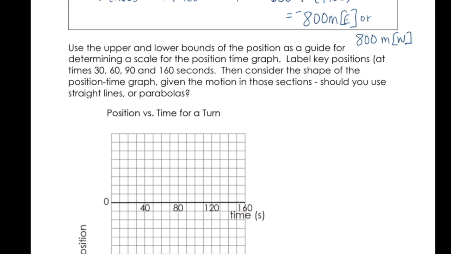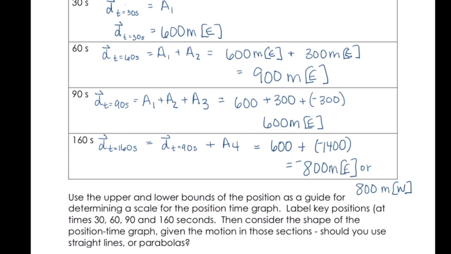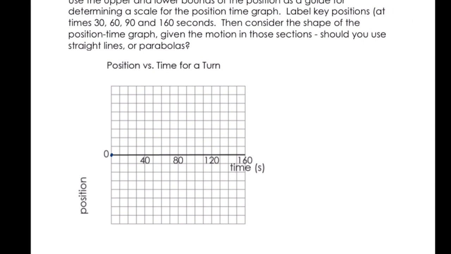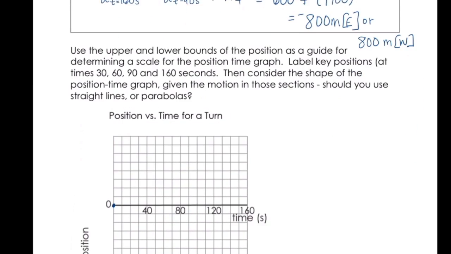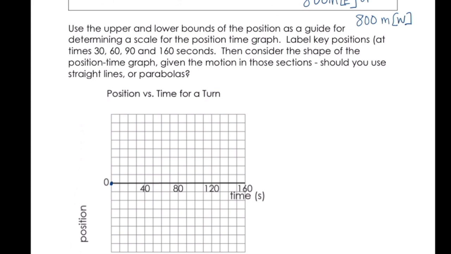So first, at time 0, we would be at position 0. At a time of 30 seconds, we found that our position or displacement was 600 meters east. So we need to get our units. Meters east is going to be our positive. For 30 seconds, I'm going to go ahead and label these. So for every 2, I'm going to jump 250.